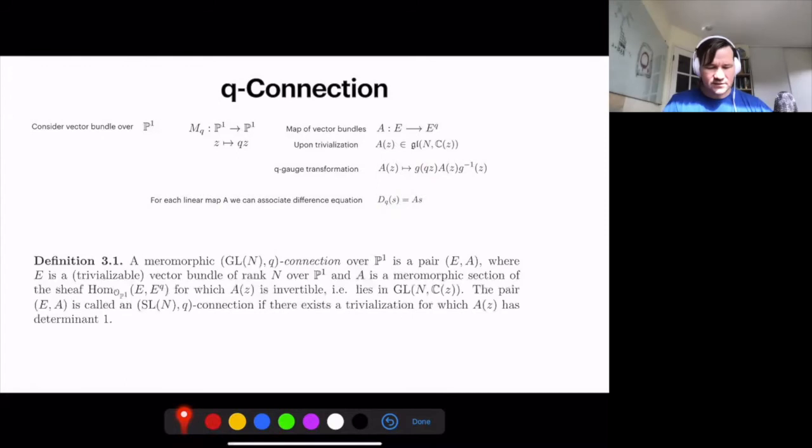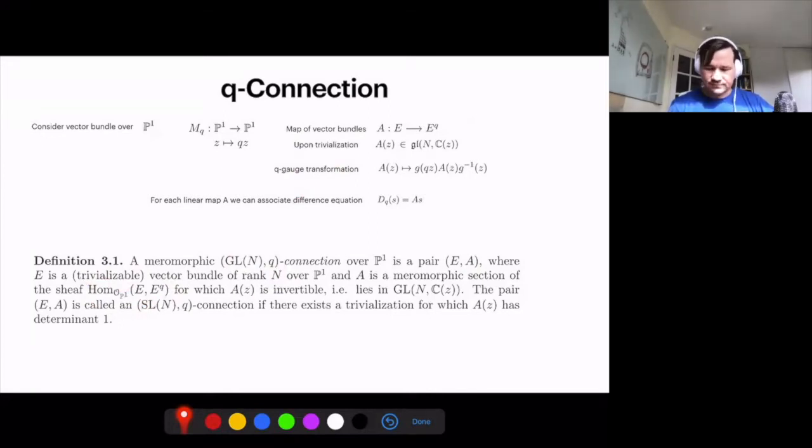Okay, so here's our first definition. It's taken from a paper, and I can show you later which paper it's taken from. So we take the meromorphic GL n, Q connection over P1. So it's a pair, right? We have a vector bundle and the connection, where E is a trivializable vector bundle of rank n, if you want to talk about GLN, and A is the meromorphic section of this sheaf, right? So it's Hom over the structure sheaf of P1 from E to E^q. So basically, it's the way to say everything that I said above, right?